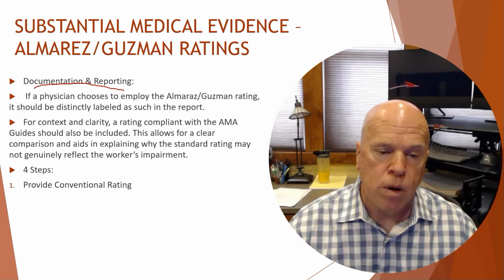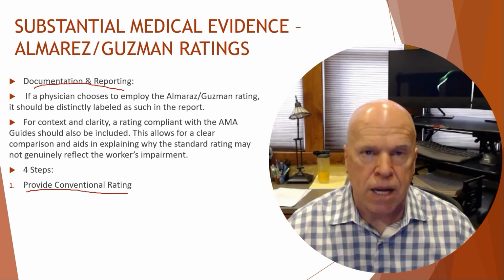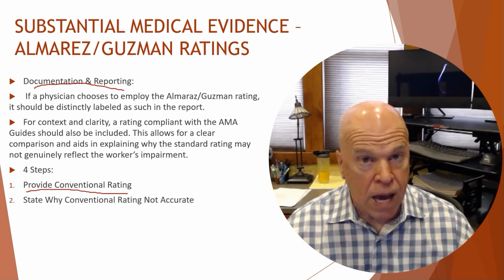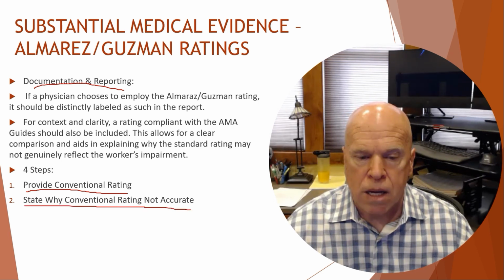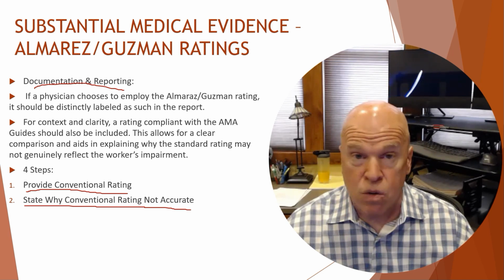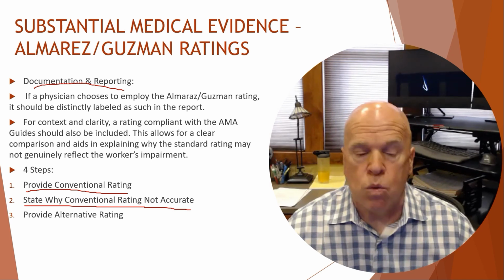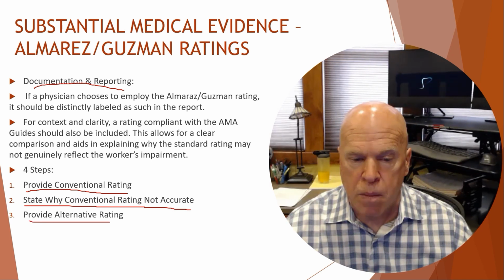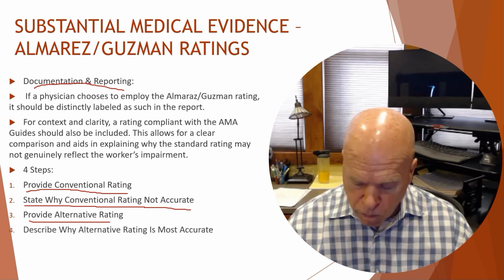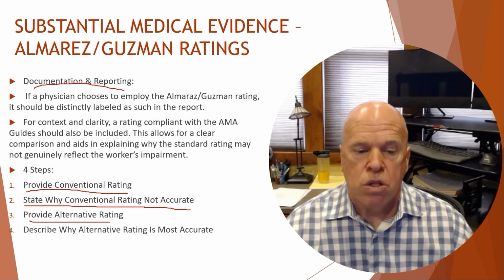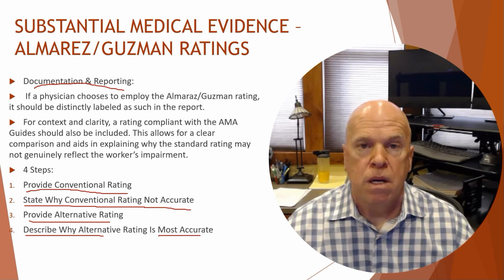So the four-step formula is: step number one is to provide the conventional impairment rating that's provided for in the AMA guides. Step number one. Step number two is to tell us why that conventional rating is not accurate in the case of your particular examinee. Step number three then would be to go ahead and provide an alternative impairment rating from somewhere within the four corners of the AMA guides, and then tell us why this alternative impairment rating is the most accurate description of your examinee's impairment.